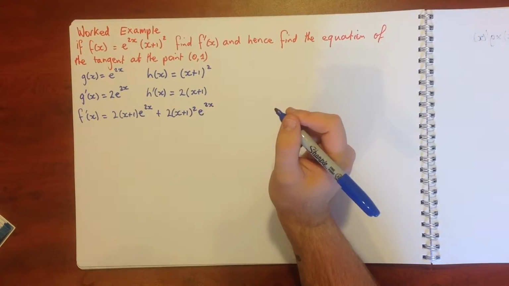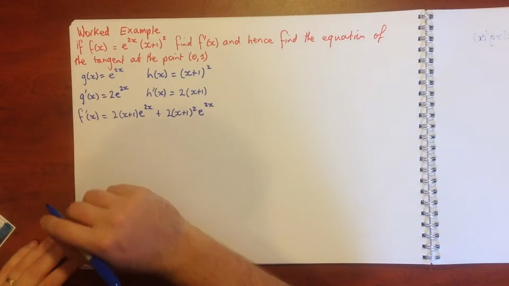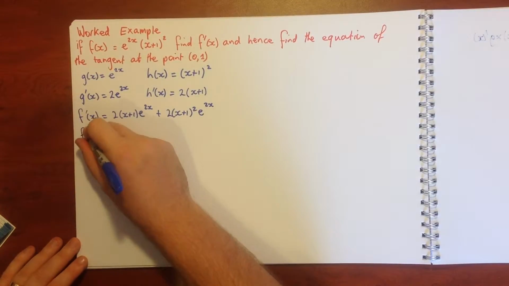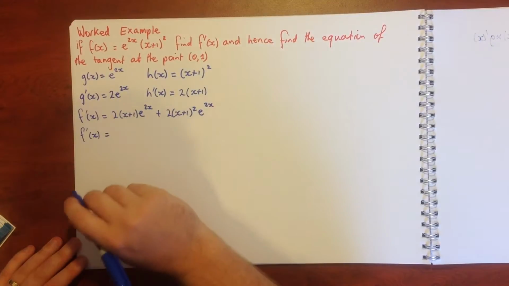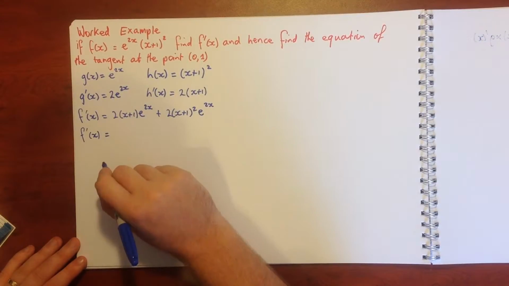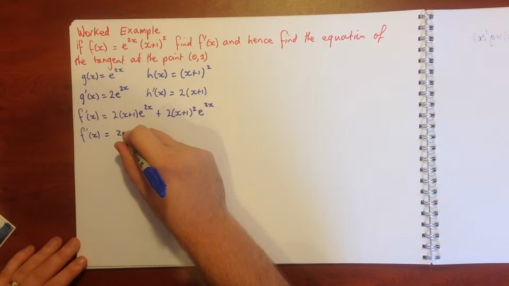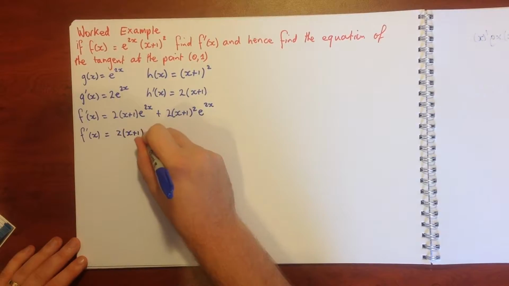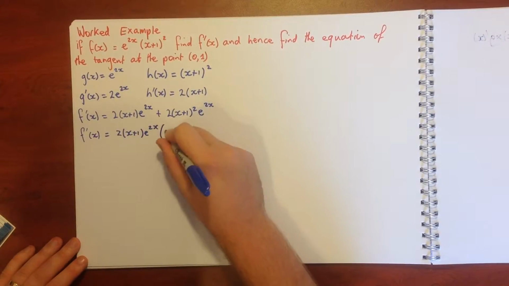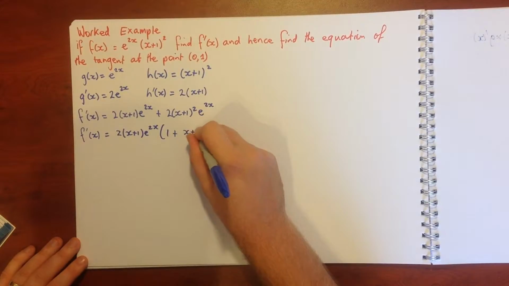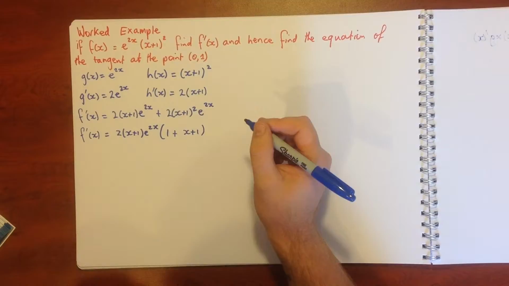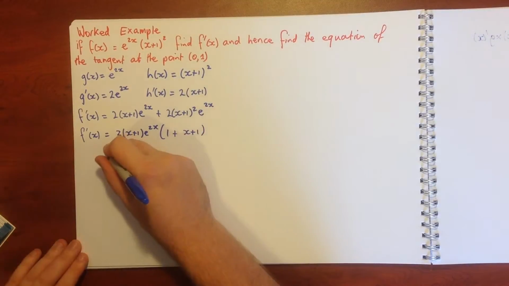So that's where we're at the moment. If we want to, we could neaten that up a little bit as well and say that we've got 2(x plus 1) e to the 2x, if you like, outside of (1 plus x plus 1), because that's all we'd have left in there.